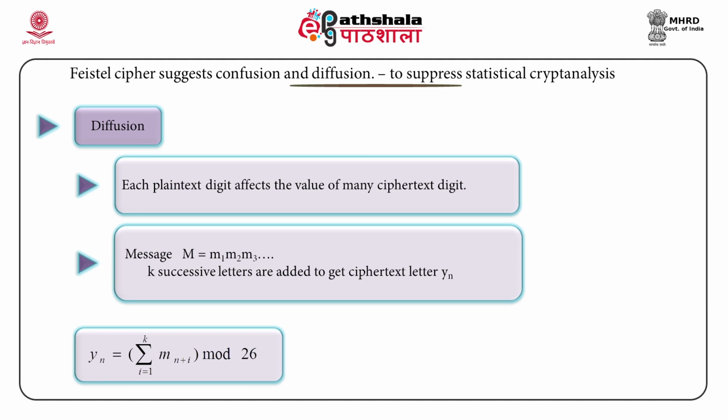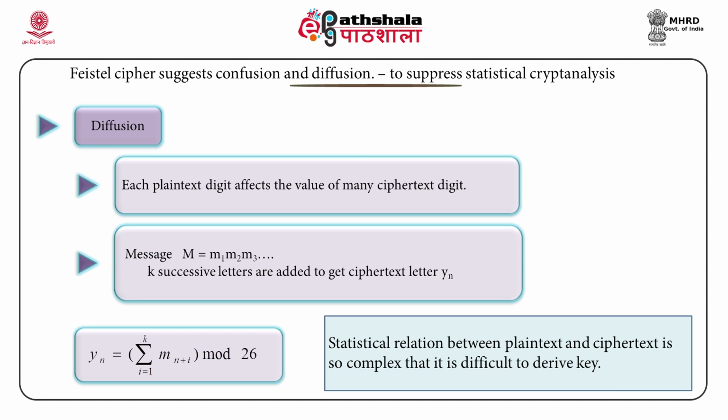What it says once again: if you want to get the ciphertext for the first character, and if we keep k, the number of successive letters, to be 3, we have to add M1, M2, M3, take modulo 26, and that would be the ciphertext character for character 1, that is M1. So, C1 depends not only on the characteristic of M1, but on M1, M2 and M3. So, the statistical relation between plain text and ciphertext is so complex that it is difficult to derive the key.